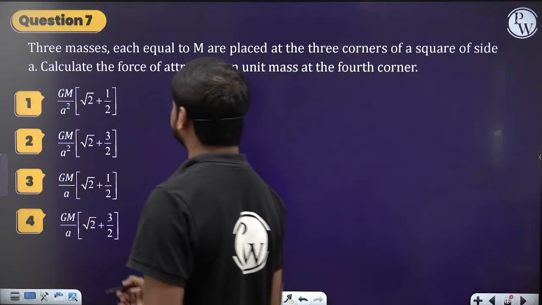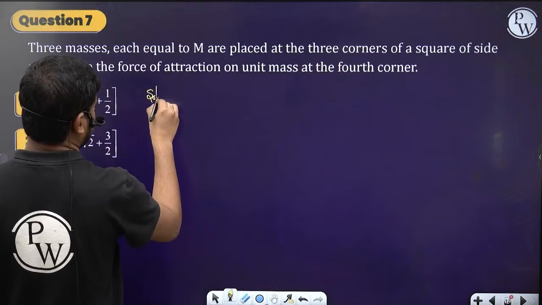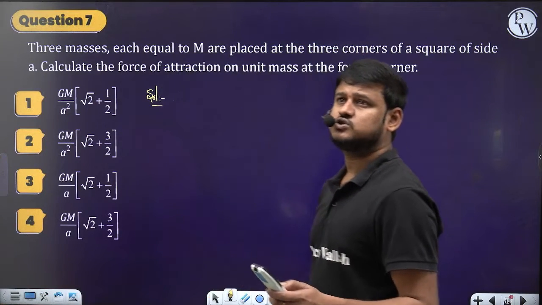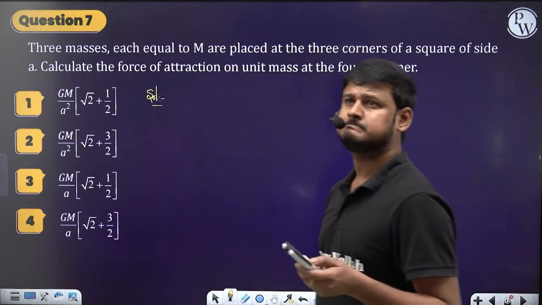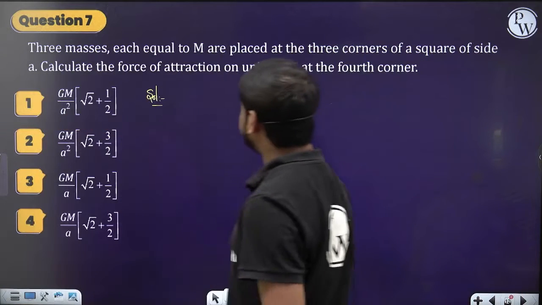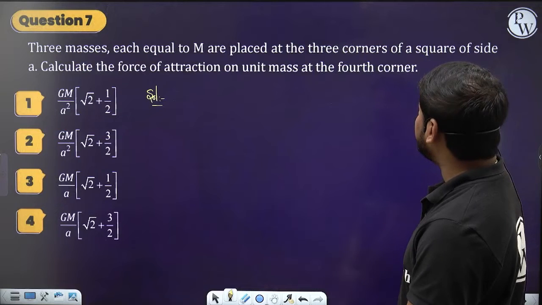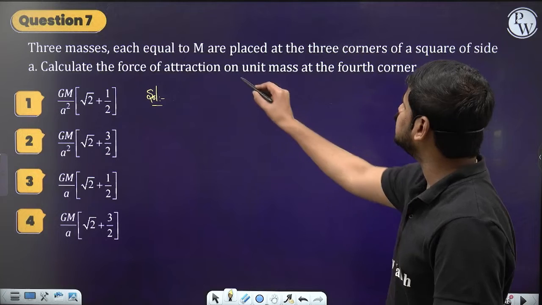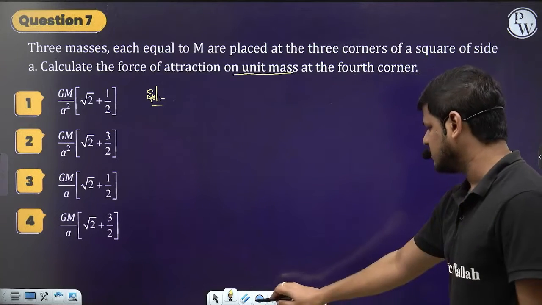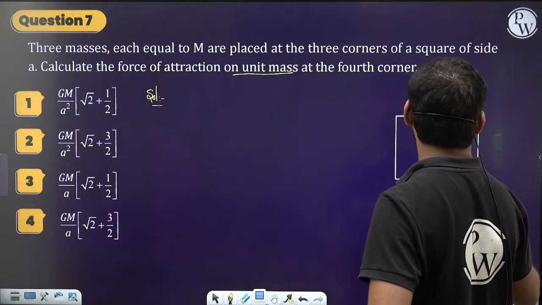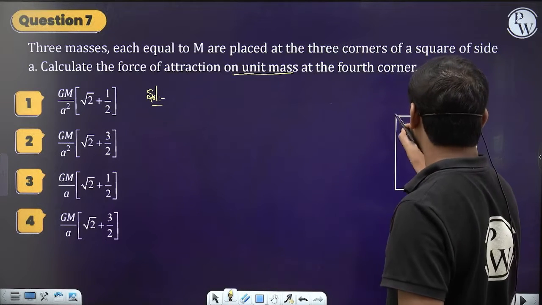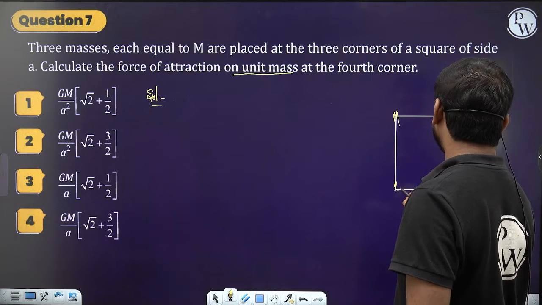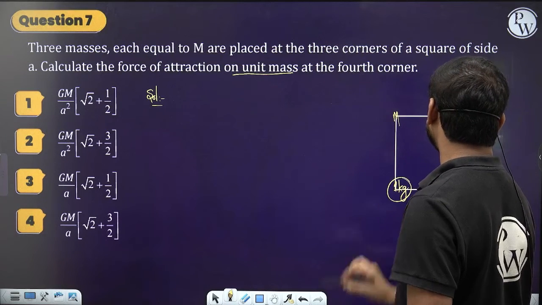Let's take question number 7. What does the question say here? Read the question, guys. Three masses each equal to m are placed at the corners of a square of side A. Calculate the force on a unit mass at the 4th corner. There are 4 corners of the square, so consider this is a square. Here mass m is placed, here mass m is placed, here mass m is placed, and here a unit mass is placed. That means let's suppose 1 kg mass is placed here.